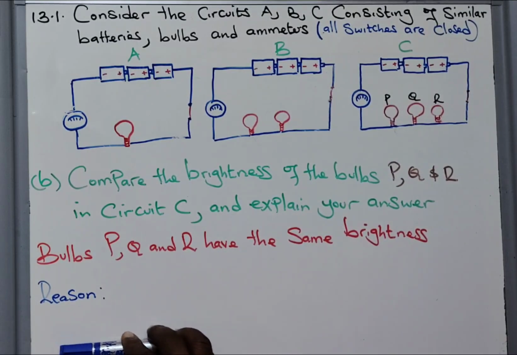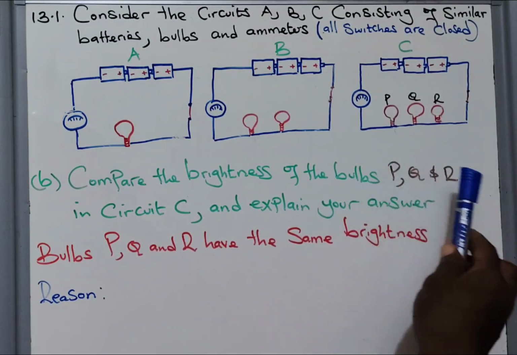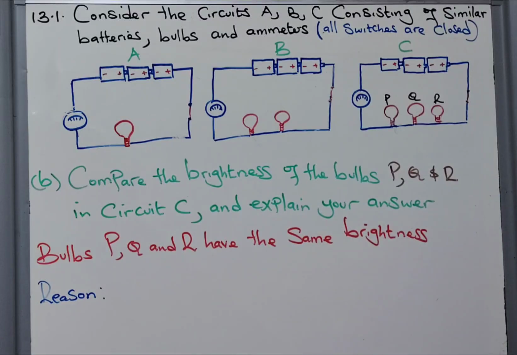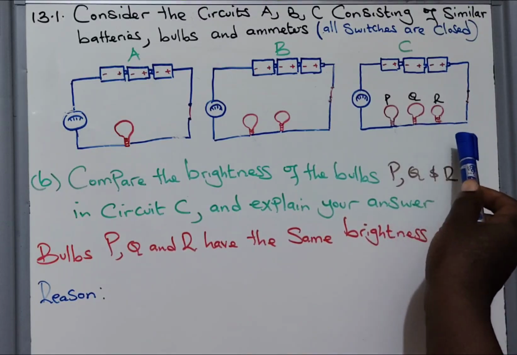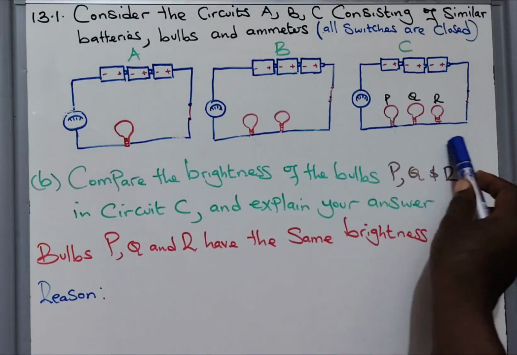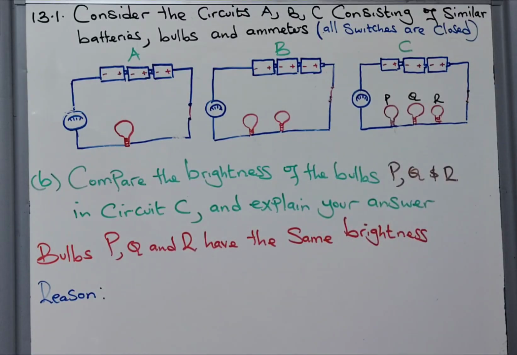And what's the reason for these bulbs having the same brightness? The answer is that bulbs P, Q, and R are in the same path of current, so experience the same current, and so have the same brightness.